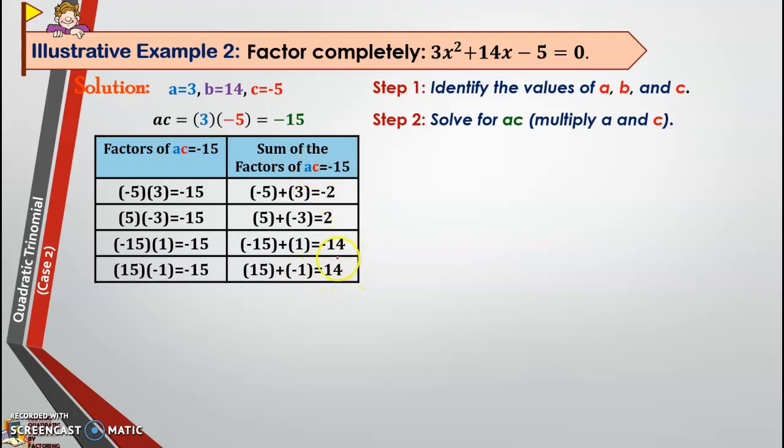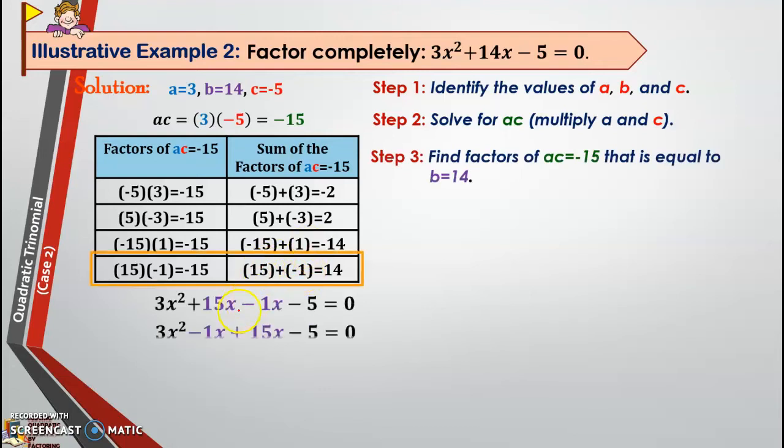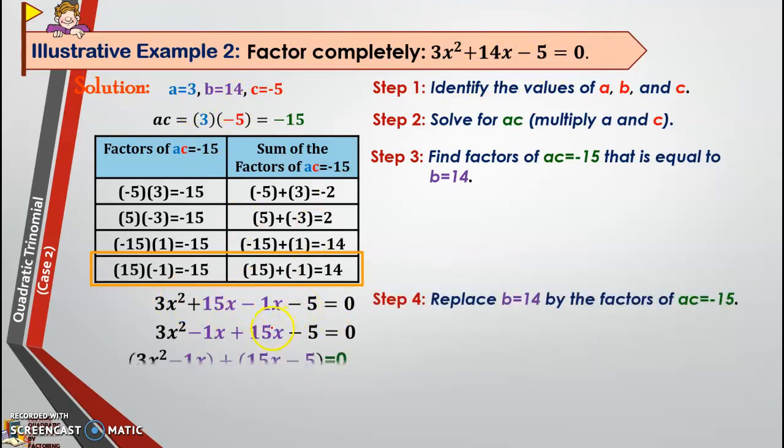So since we're looking for a positive 14, we're going to use this 2. So yan. Katulad ng ginawa natin kanina, we split the 14 or we break it down. Kasi pag 15x minus 1x, that is just equal to 14x. Yan. So now we group the terms that are like terms, no? So that may ma-factor out tayo, so that we can factor out something.